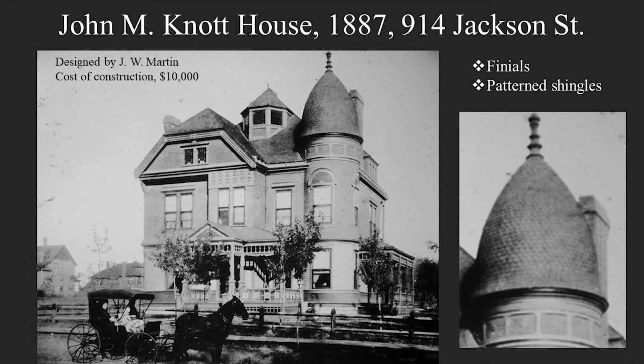The John M. Knott House. This house is still standing. It was built in 1887 and is located at 914 Jackson Street. The house was built or designed by architect J.W. Martin, and the cost of construction was $10,000. Feature I wanted to point out in this photograph was a finial. The finial is that pointy thing at the top of the tower. And again, we can also see patterned shingles. There are scalloped shaped shingles on the roof of this tower.